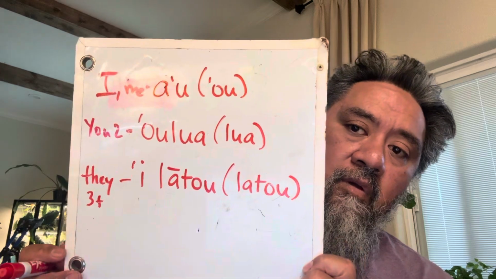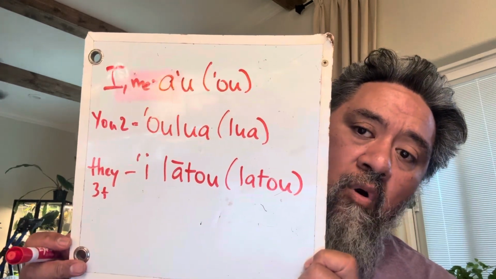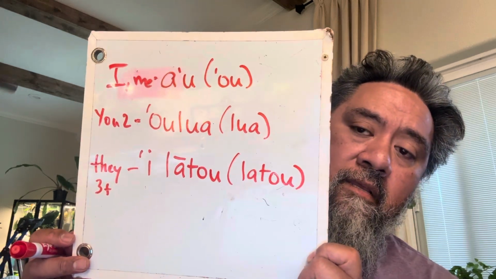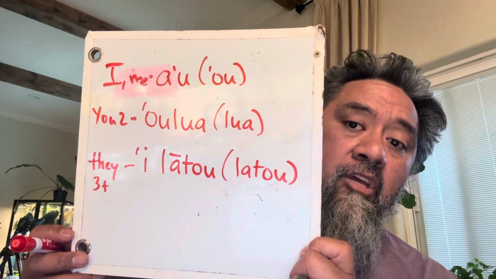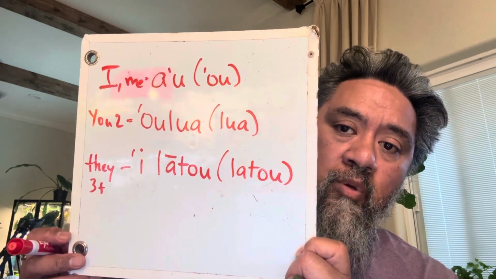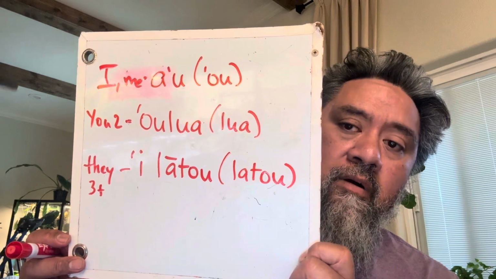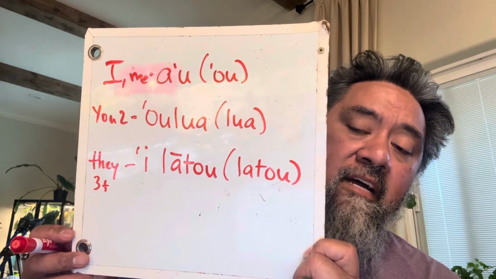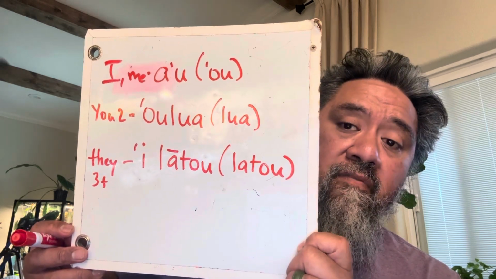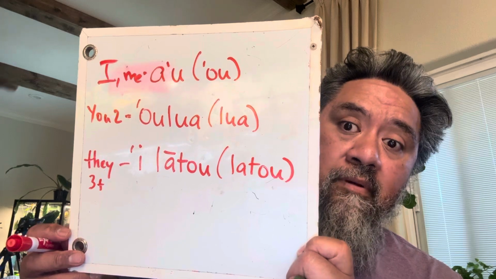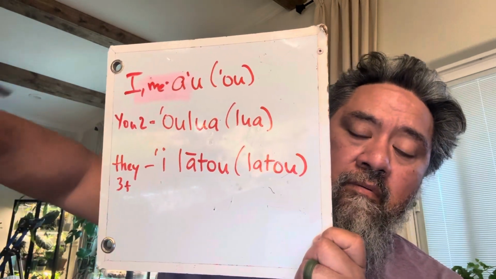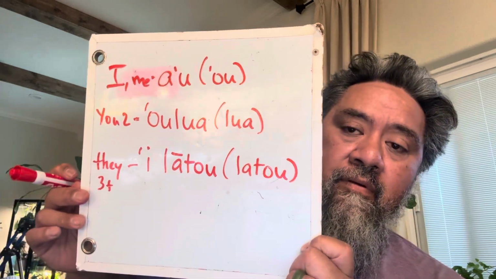You have au, and then in parentheses you have o, and they both mean I or me. And then you have olua, and then in parentheses lua. They both mean you two, meaning exclusively the two people you're talking to. That's olua or lua. And then ilato or lato, and that's they, exclusive of you, the speaker, and exclusive of the person you're talking to. You're talking about they, ilato or lato, like people who are not there or in the conversation, right?